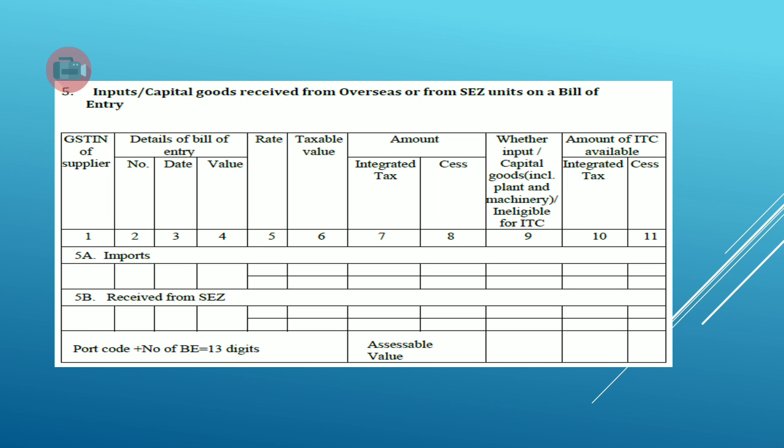You can see this format: input or capital goods received from overseas or from an SEZ unit on a bill of entry. And the GSTN of the supplier, details of the bill of entry, taxable value, rate, amount, integrated tax, and we have discussed this type of format earlier. And 5A is imports and the 5B row is received from SEZ. Okay, this is the format, you can analyze it and see this.